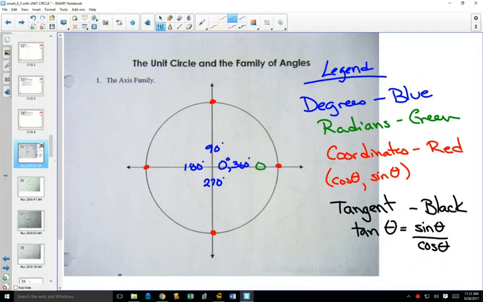So again, starting with 0 radians here, what's 90 degrees in radians? Pi over 2. 180 degrees, that's pi. 270 degrees, that's 3 pi over 2. And of course, going all the way around, 360 degrees is also 2 pi.